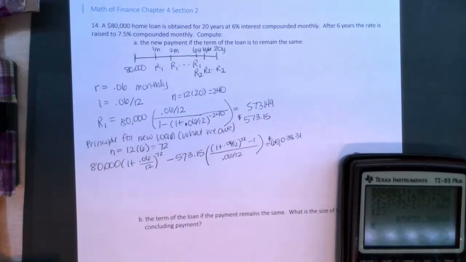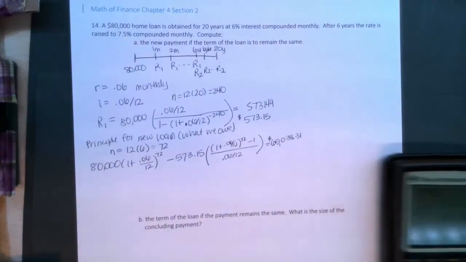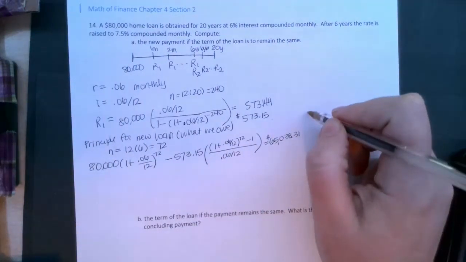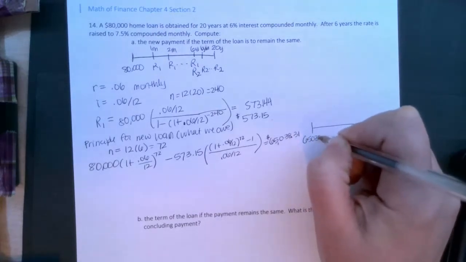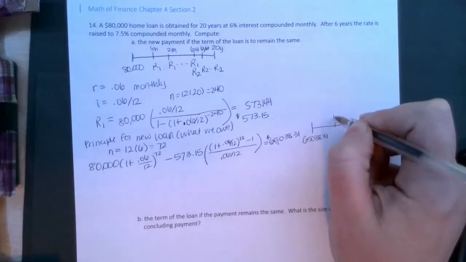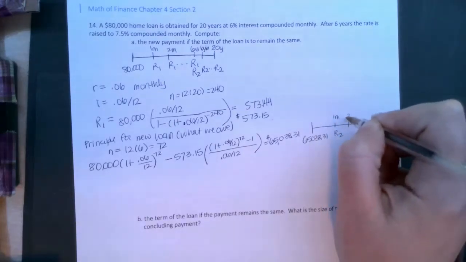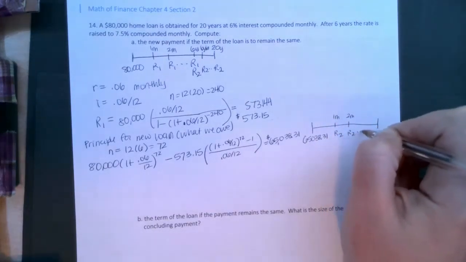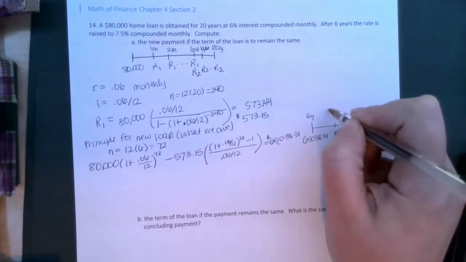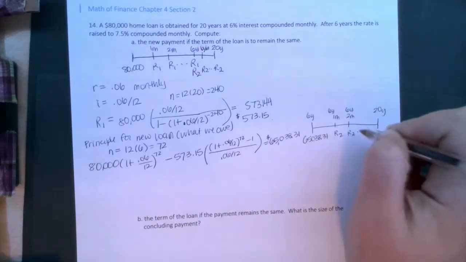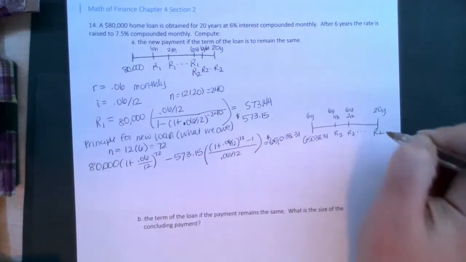And now we're going to use this to find our R2. Okay, so I'm going to construct a new timeline, and this is my loan amount now, this bit that we just found, so I'm going to put that over here. 65,038.31. 1 month later we're going to pay our R2, then another month after that. And again, this is at the 6-year mark, and now we're at 20 years. This is 6 years, 1 month, 6 years, 2 months, all the way to the 20-year mark.